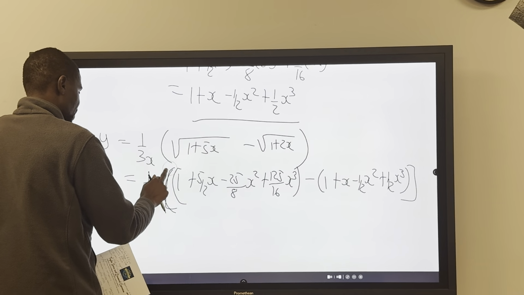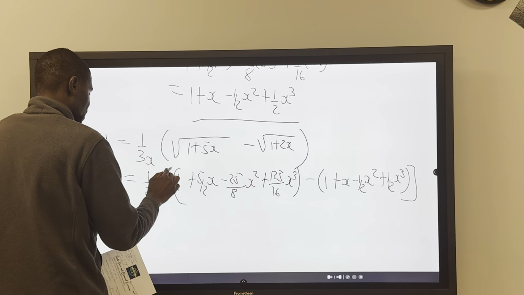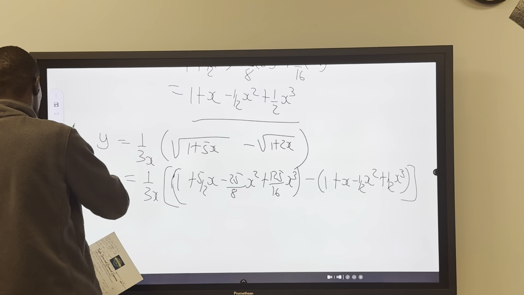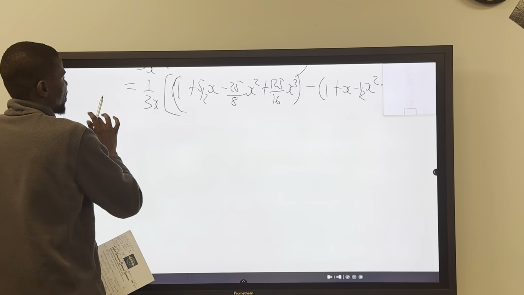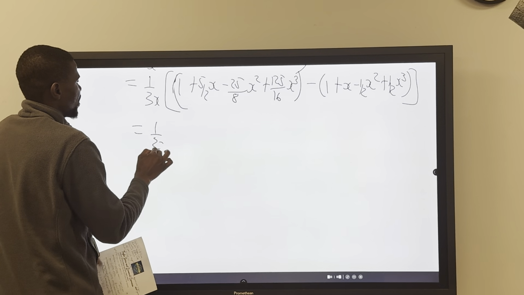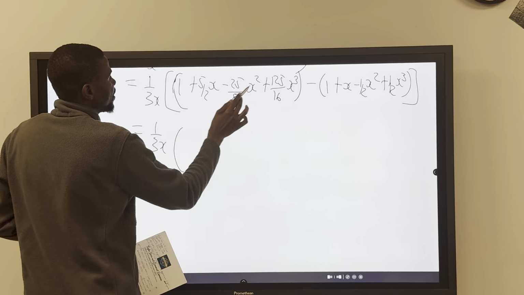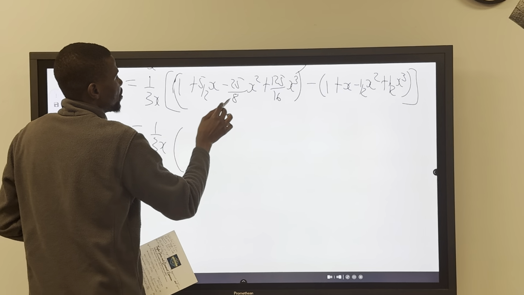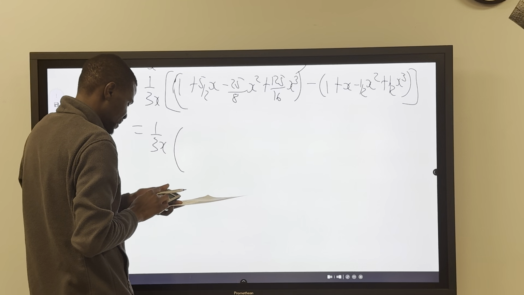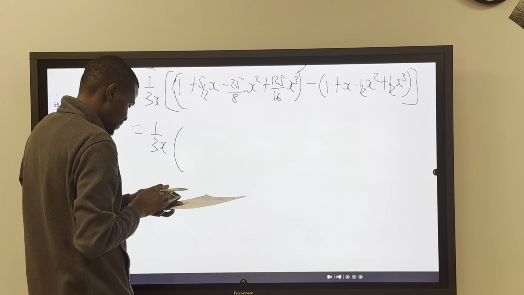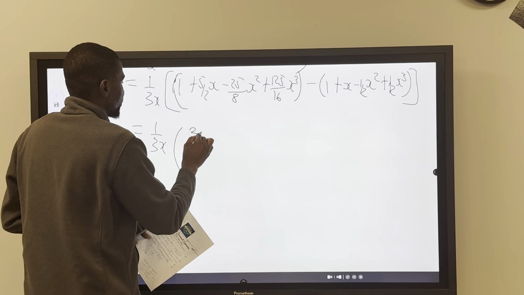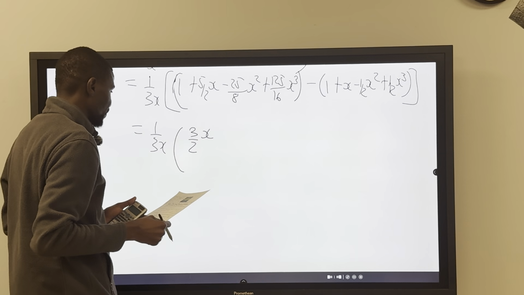All right. So we had this, we had that. Okay. So we have 1 over 3x, 1 subtracting 1, it cancels out. Then 5 over 2 minus x, that's 3 over 2, I think. 5 over 2 minus 1, so we have 3 over 2x, right?